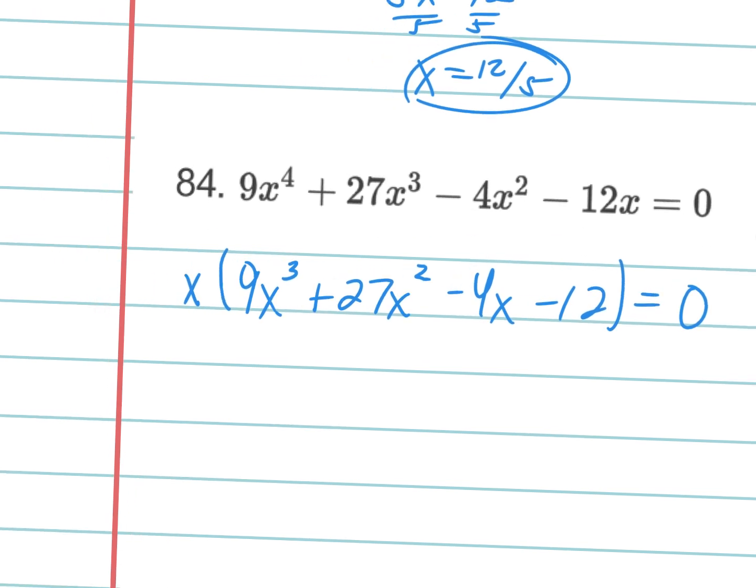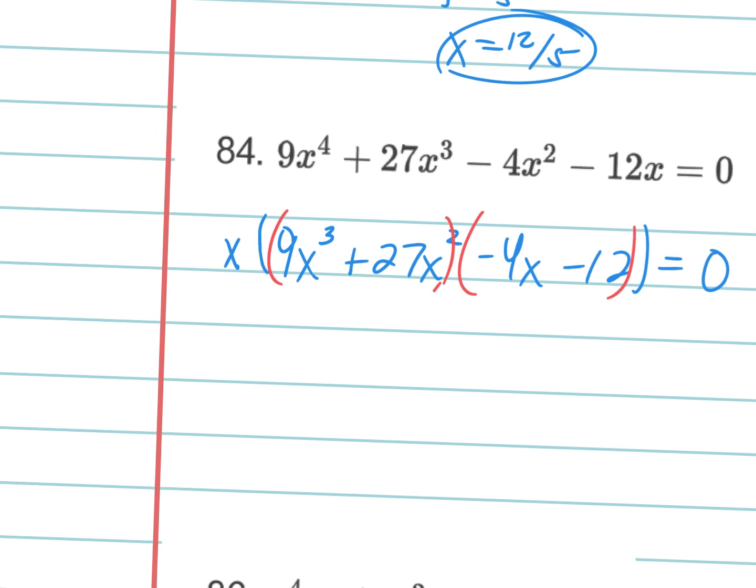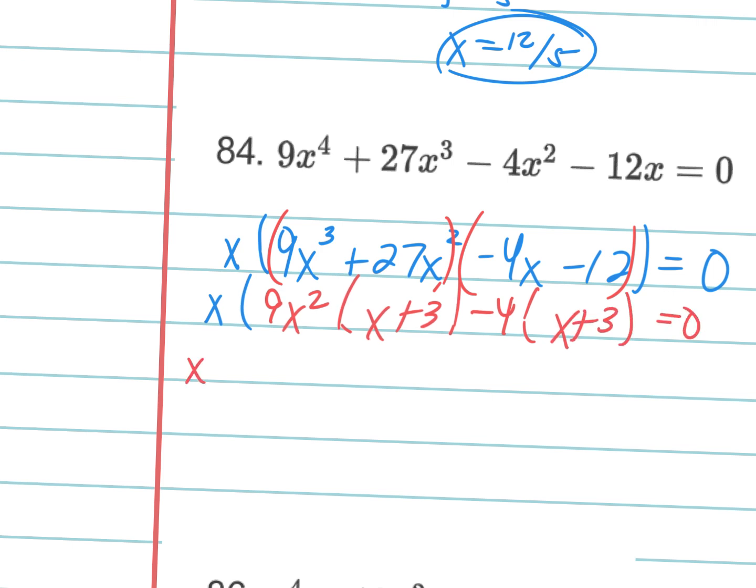And now that we're left with 4 terms here, we're going to group. So I still have my x hanging out here out in front. What can I take out of 9x cubed and 27x squared? Well, I could take out a 9x squared, and that will leave me with x plus 3. What can I take out of negative 4x and a negative 12? I can take out a negative 4, and that will leave the x plus 3. So I still have my x out in front here. I have my x plus 3, and then I have 9x squared minus 4.